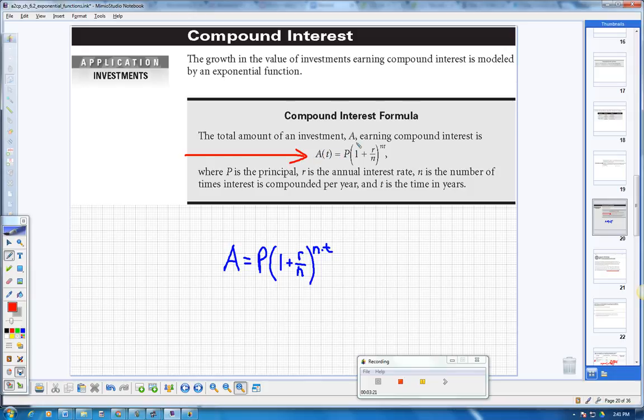the principal multiplied by the quantity of 1 plus the rate divided by the number of times it's compounded per year, raised to the number of times it's compounded per year, multiplied by the number of years. Now, all those variables are explained down here. By adding 1 to it, it does represent growth.